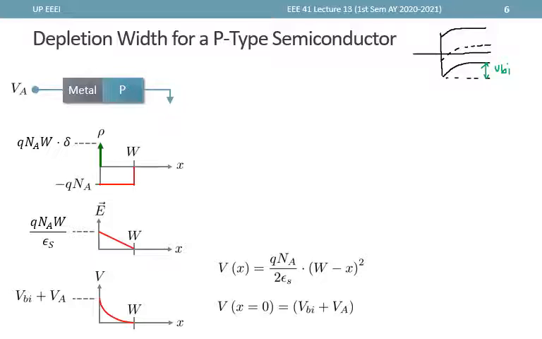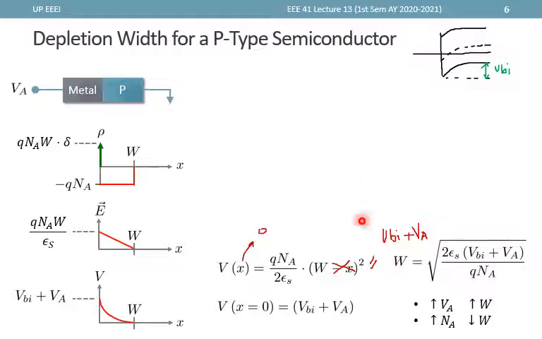So if we evaluate that at x equals 0, then this term disappears, and we can equate this to VBI plus VA. And so solving for W gives us that W is simply equal to the square root of VBI plus VA times 2 epsilon S over Q NA.